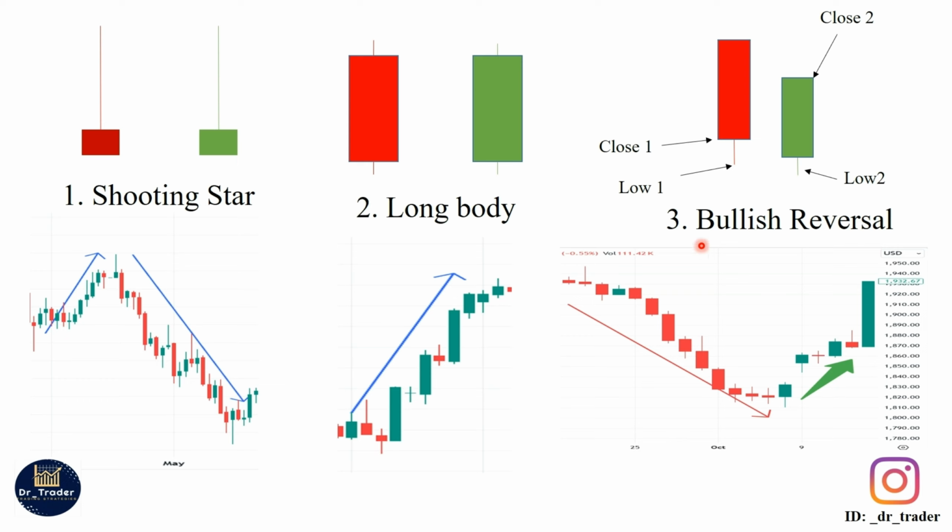And also another candlestick pattern is bullish reversal. And for defining bullish reversal candlestick pattern, there are some conditions. For example, the lowest point of green candlestick should be lower than the lowest point of red candlestick, and also the closing price of green candlestick should be higher than closing price of red candlestick. And also bullish reversal mostly happen at the end of downtrend, and when the market sees this pattern, it's gonna suddenly change its trend from downtrend to uptrend, and the price gonna increase.